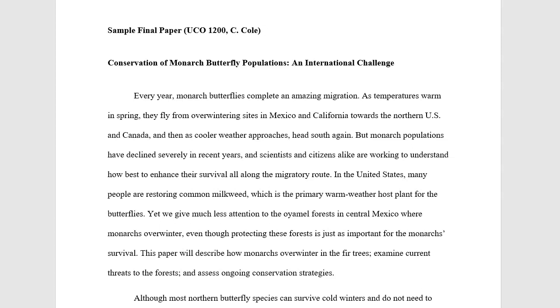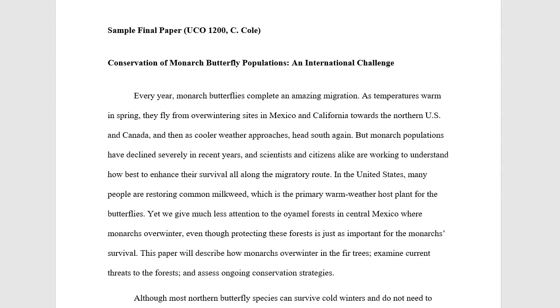Every year, monarch butterflies complete an amazing migration. As temperatures warm in spring, they fly from overwintering sites in Mexico and California towards the northern US and Canada, and then as cooler weather approaches, head south again. But monarch populations have declined severely in recent years, and scientists and citizens alike are working to understand how best to enhance their survival all along the migratory route.